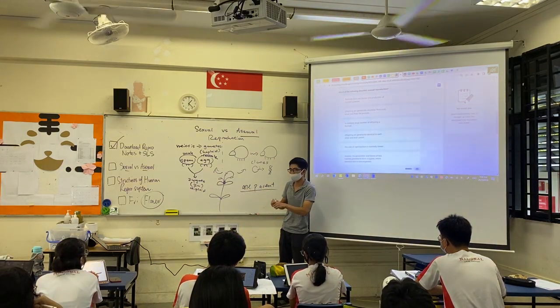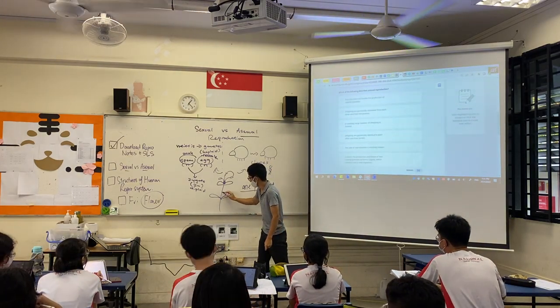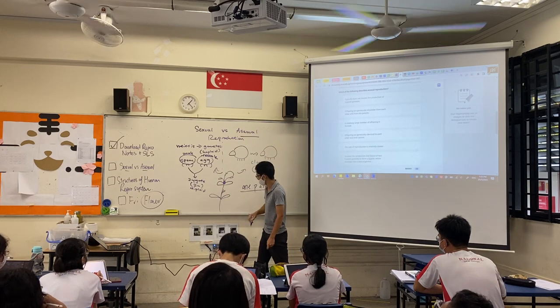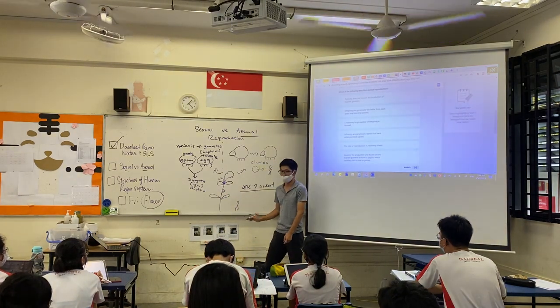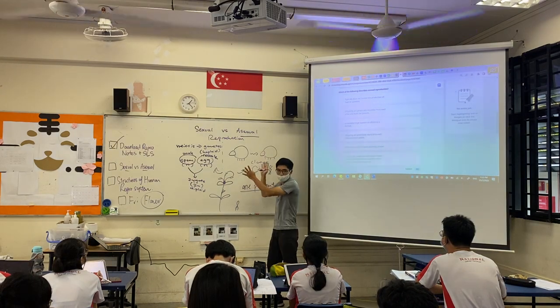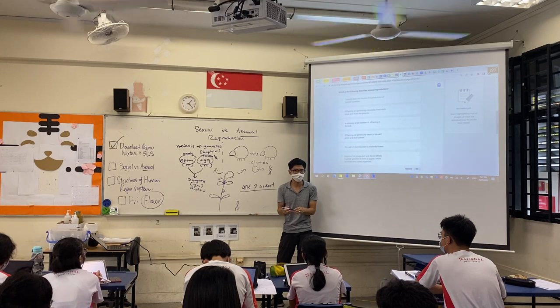And I think you've learned this maybe in primary school before. If I were to, let's say, cut a bud over here, just cut it off, then I put it into the soil, new roots may start developing. This plant that grows out is identical to the original plant. That would have been asexual in nature.